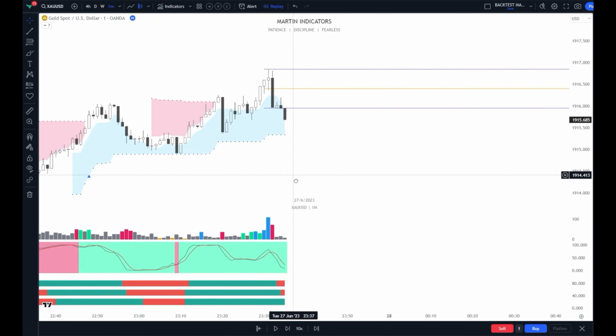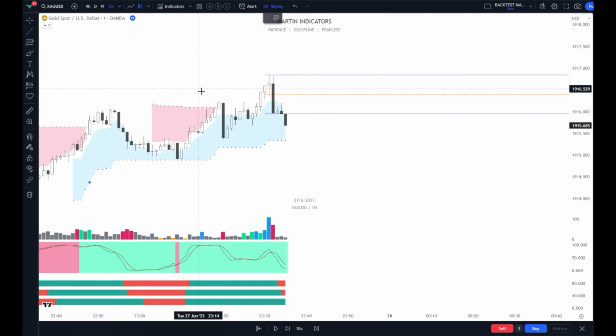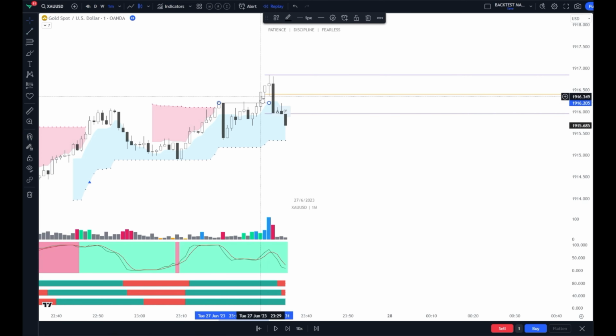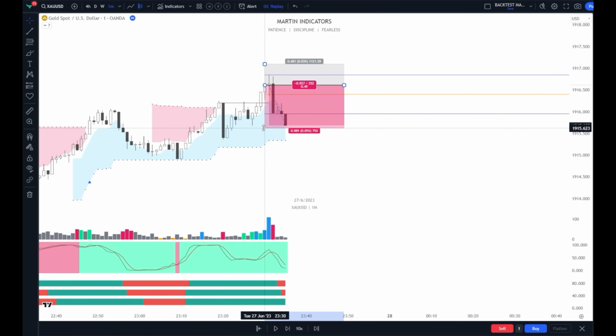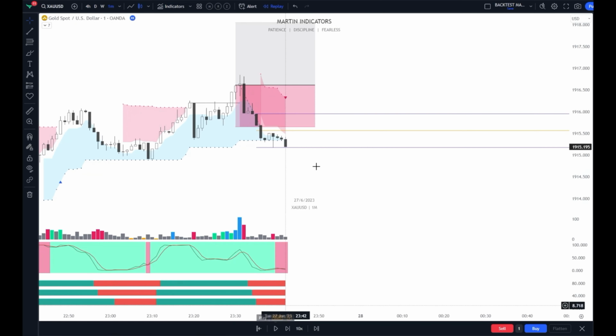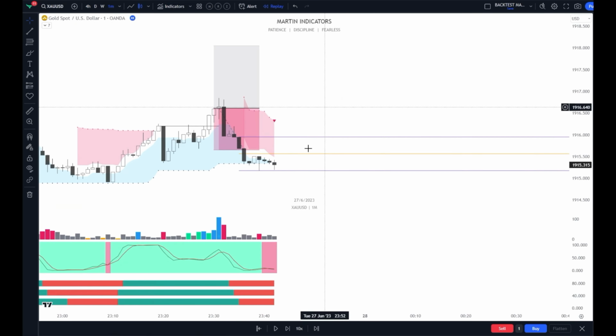Again, let's see. So we have a signal candle, trade candle. So there's a long. Stop loss below the swing low. 1.5. Stop hit. Let's move on.